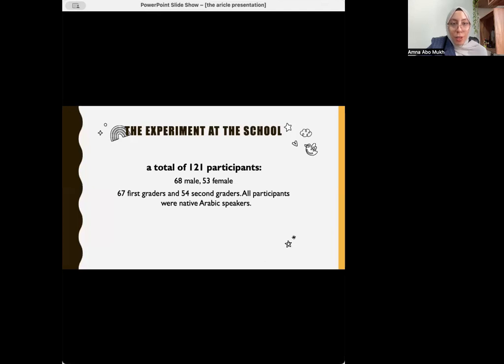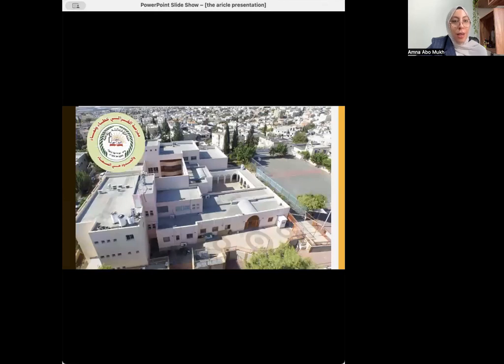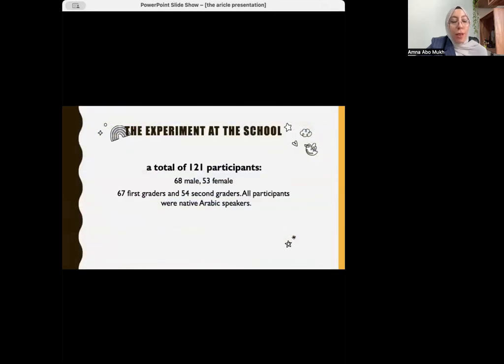About the experiment at the school. It took place in the Ghazali school in Baqa al-Gharbiyya. It is an elementary school in which 121 participants took part. 68 of them were males and 53 were females. 67 were first graders and 54 were second graders. All participants in the experiment were native Arabic speakers, in which they did pre and post tests. All of the participants did the test before the experiment and after the experiment.